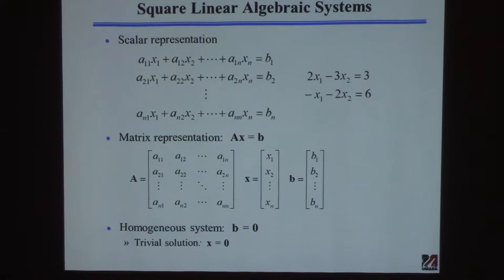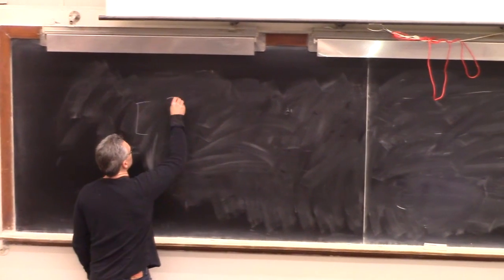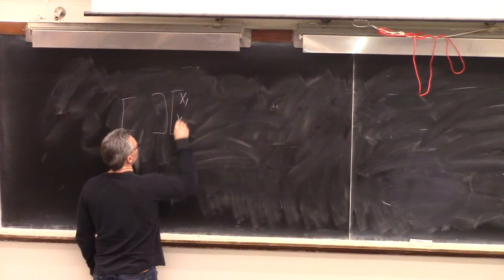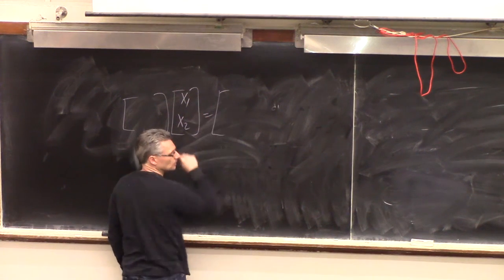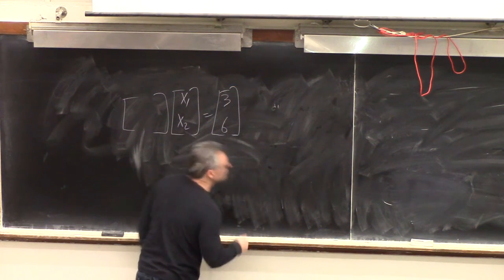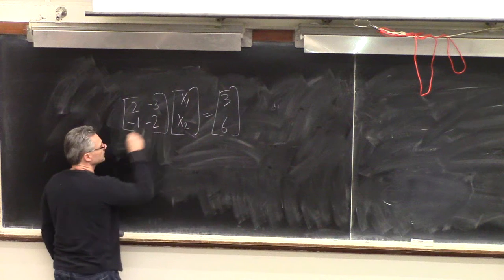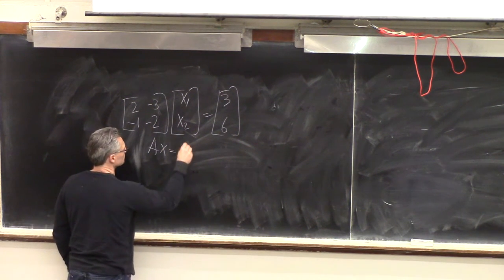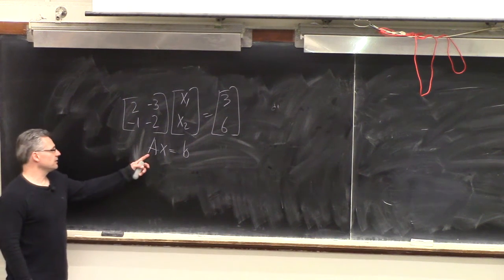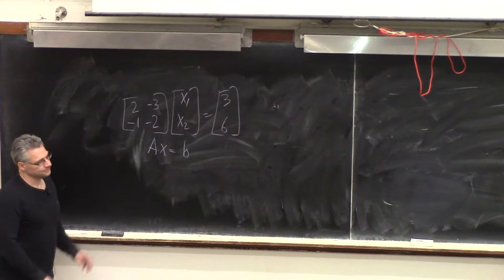All right. Now, for this little example up there, this is quite easy to do. So if I want to write it in vector matrix form, of course I don't know what it is. What is it, 3 and 6? And the coefficients are 2 and minus 3 for the first equation and minus 1 and minus 2 for the second equation. Okay? All right. Usually capital letters mean matrices and lowercase boldface letters mean vectors, but not always.